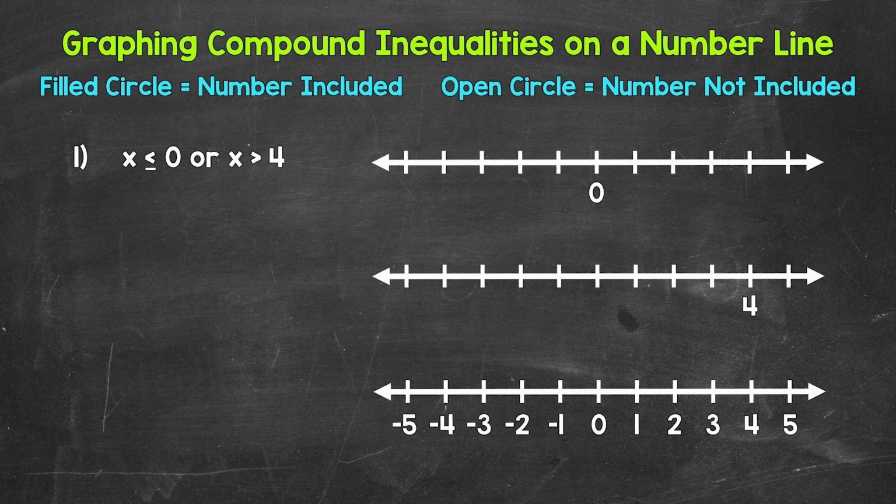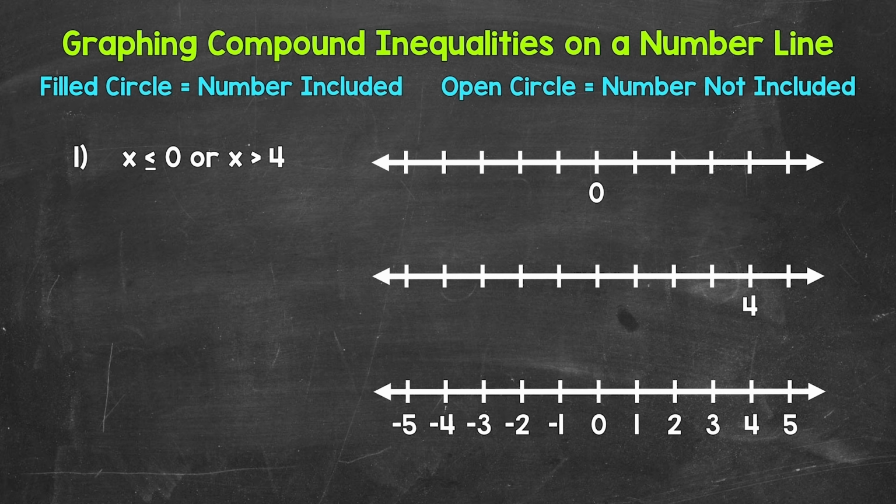Now for numbers 1 and 2, we will break everything down along the way in order to better understand everything. We will start with an OR compound inequality, then move on to an AND compound inequality, and then lastly, we will end with numbers 3 and 4.